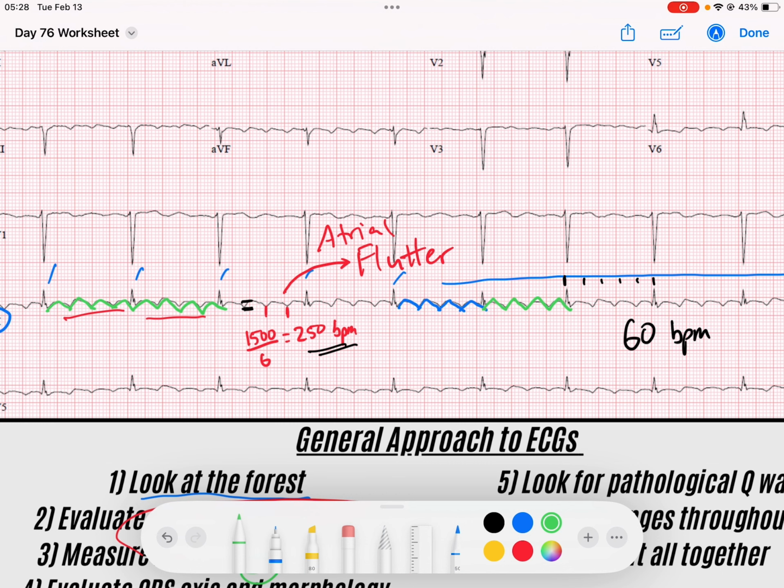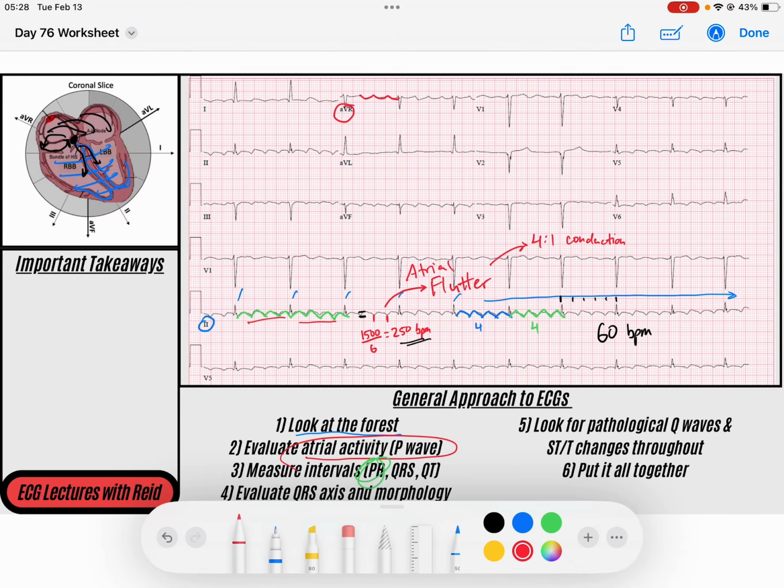So as you can see, we have 4 flutter waves per QRS. And so we have an atrial flutter with 4-to-1 conduction, meaning 4 flutter waves per 1 QRS. And that tells me a little bit about my AV node's behavior.